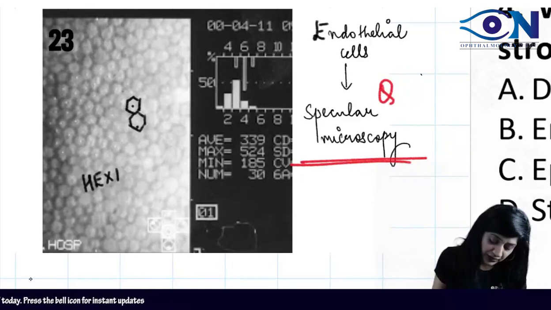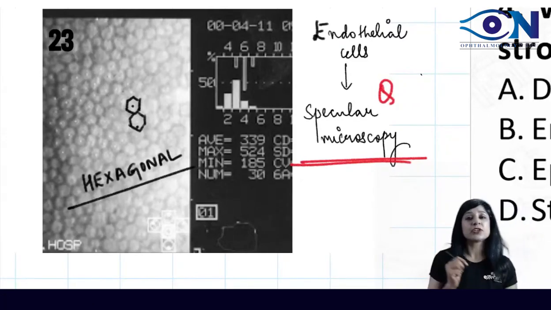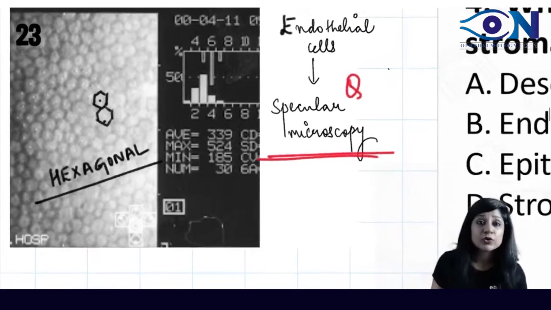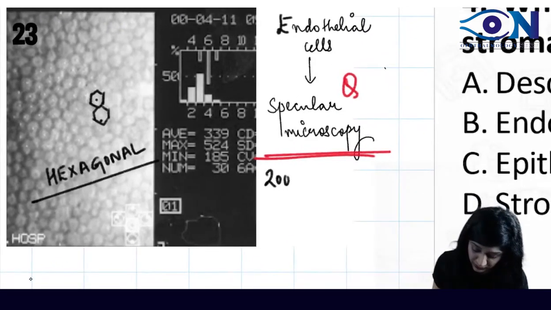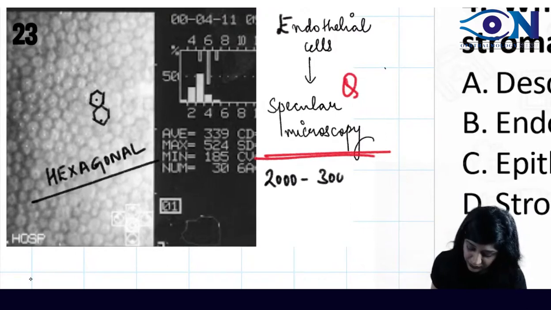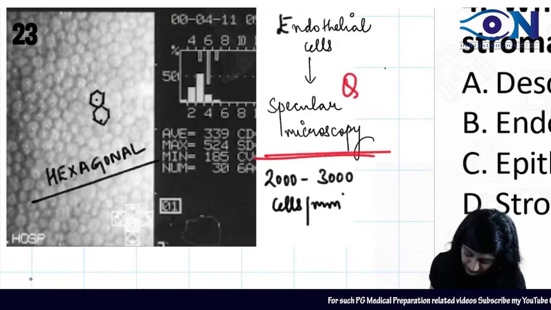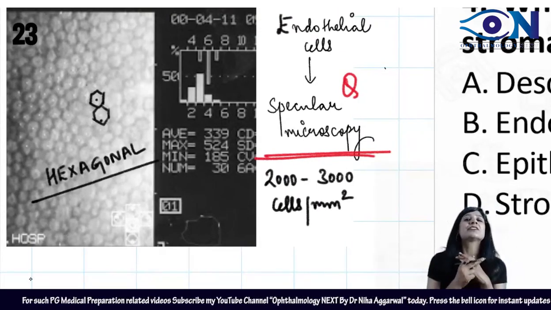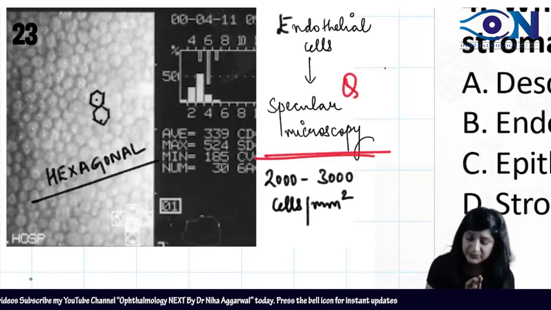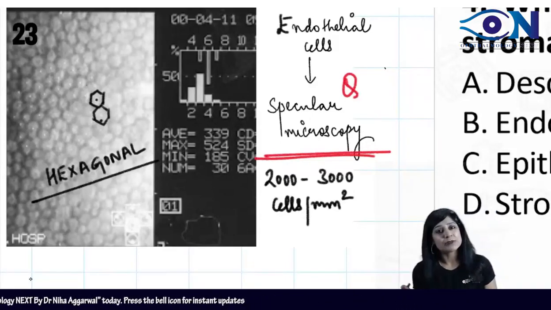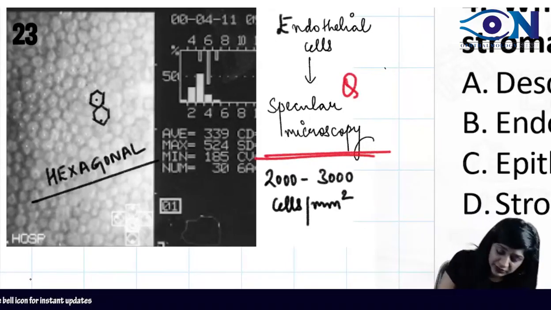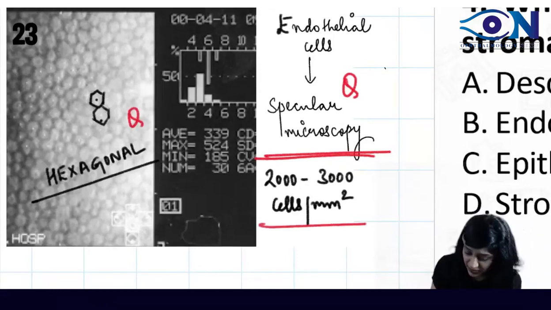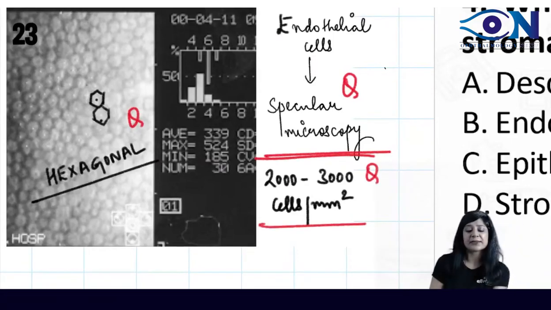Another important thing is the shape of the cells is actually hexagonal, and if you look at the count, it is 2000 to 3000 cells per millimeter square. So endothelial cells are metabolically active cells. They are responsible for transparency. They are seen by specular microscopy. Then if you look at the shape of the cells, and then we have the count of the cells. These are the important things.